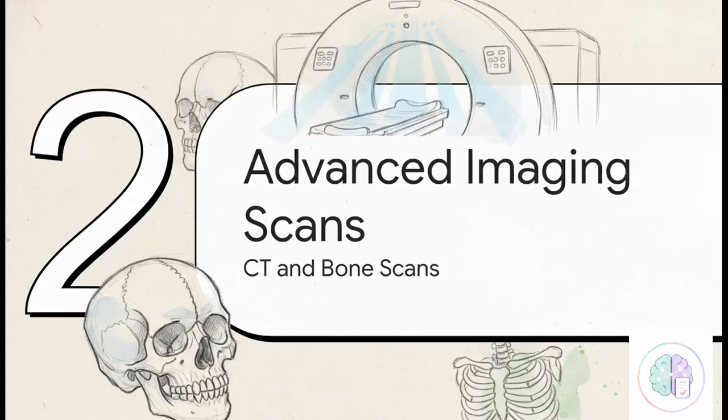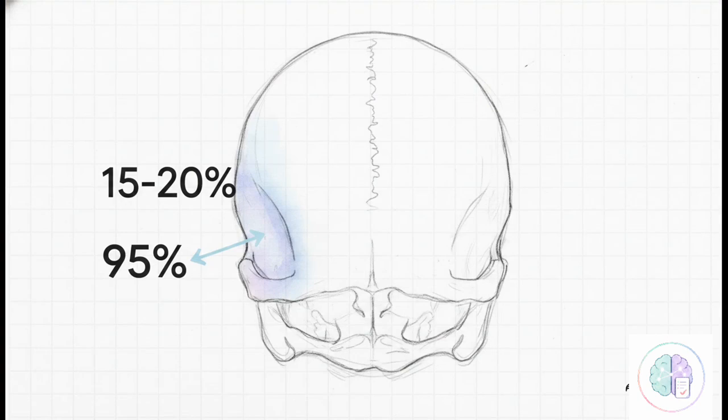Okay, Section 2. Advanced imaging scans. Let's look a little deeper. When you check the bone windows on a CT scan, some very specific markers pop up. For instance, an eroded or thinned intertable in the occipital region happens in about 15 to 20% of cases. And what's brilliant about this finding is how targeted it is. Greater than 95% of these thinned areas show up on the exact site of involvement. Plus, you might also notice that the suture appears closed.